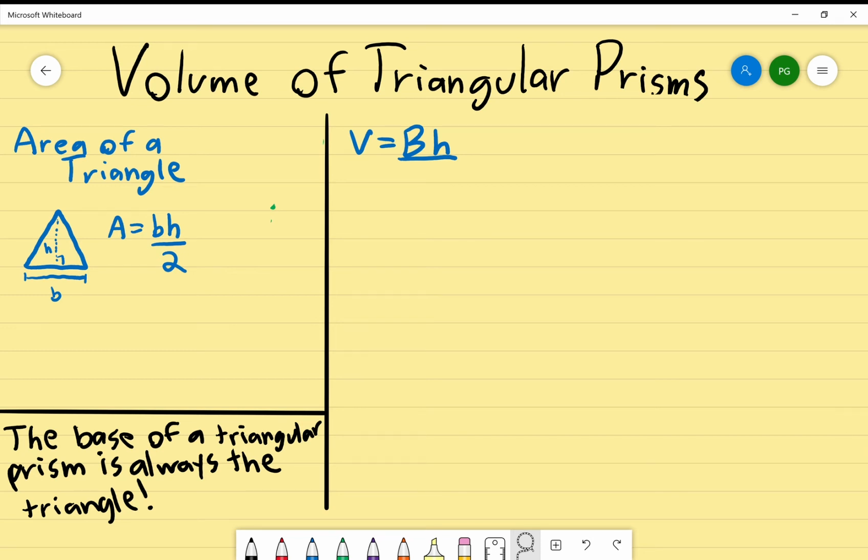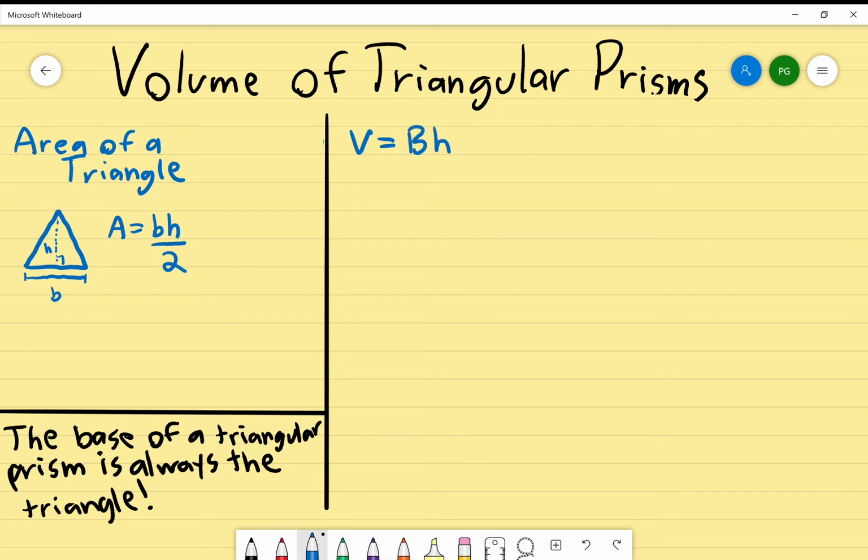Hello everyone and welcome to today's lesson, which will be about the volume of triangular pyramids. Now, before we start with the volume of triangular pyramids, we need to go ahead and review how to find the area of triangles, because that's going to be very important to us.